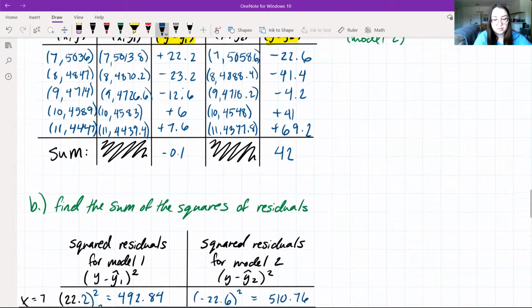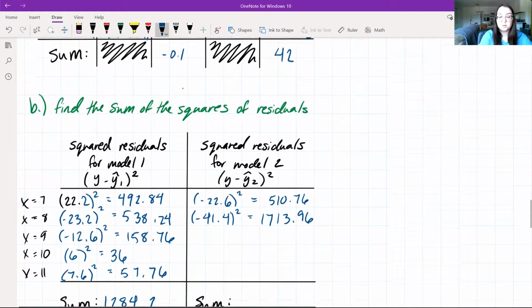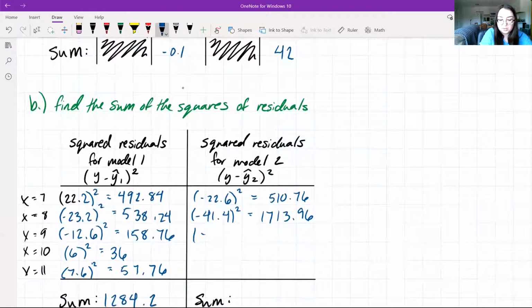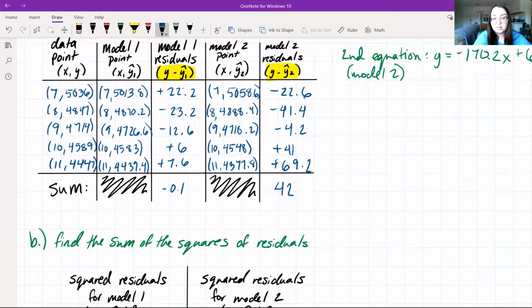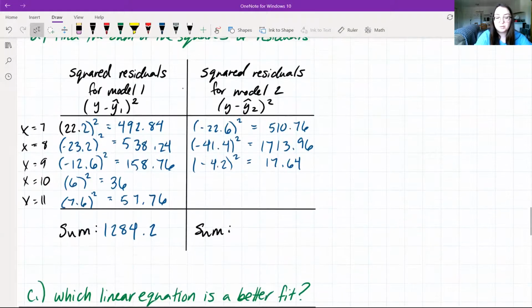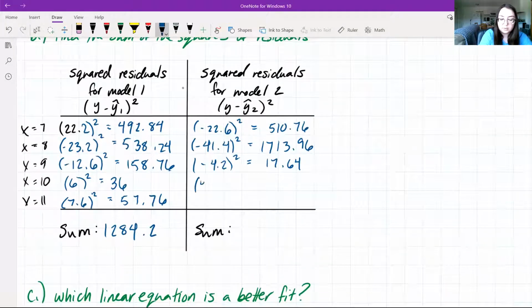For our x equals 9, we have negative 4.2. So we're just going to have negative 4.2 squared. That is going to give us 17.64. Our corresponding x equals 10 value is going to be a positive 41. So 41 squared, which is 1,681.